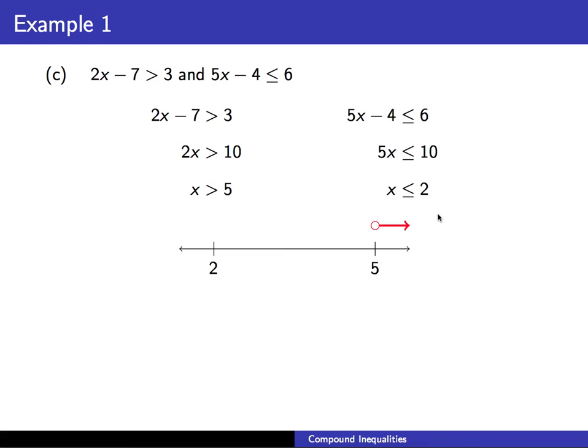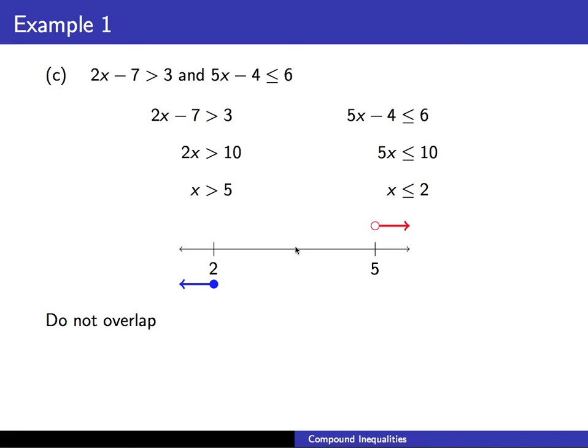Now, graphing each one, for x is greater than 5, open circle at 5, shade to the right, all numbers to the right of 5. For x is less than or equal to 2, we have closed circle at 2, shade to the left. Notice these do not overlap. So because they don't overlap, there's no number that will make both inequalities true.